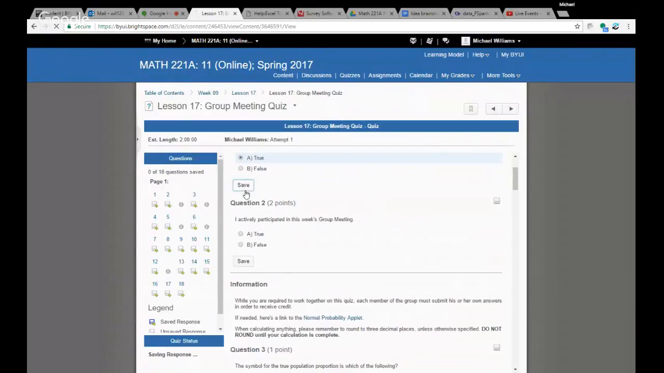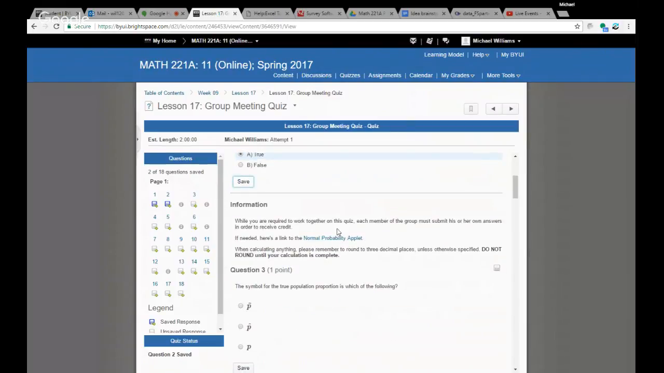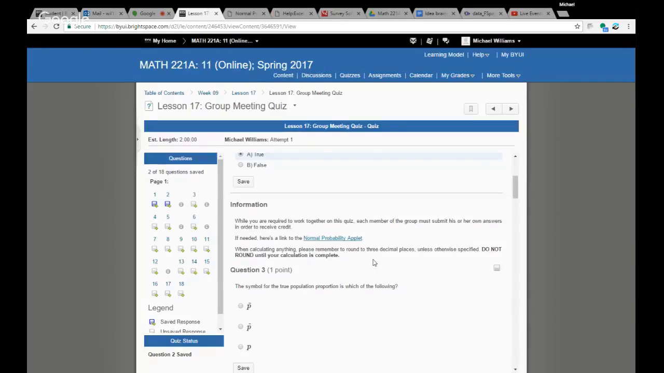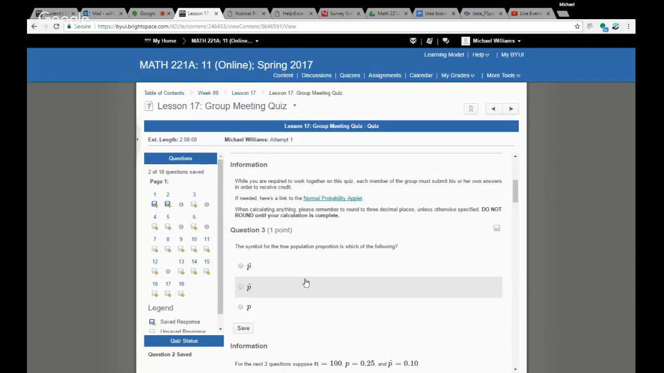Okay, yeah, so 18, true and true. The normal probability applet. Decimal places. Yep. So the true population proportion. That's just a regular P, right? It's not the P hat. It's the P.